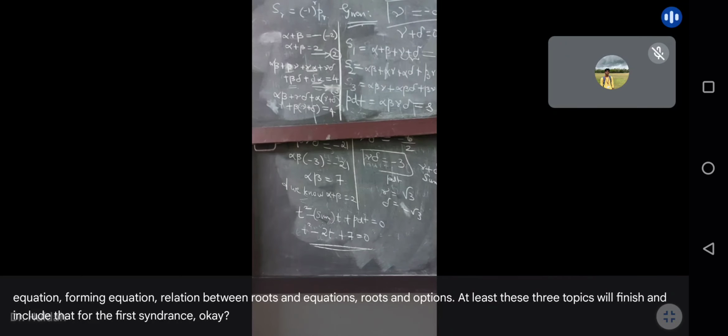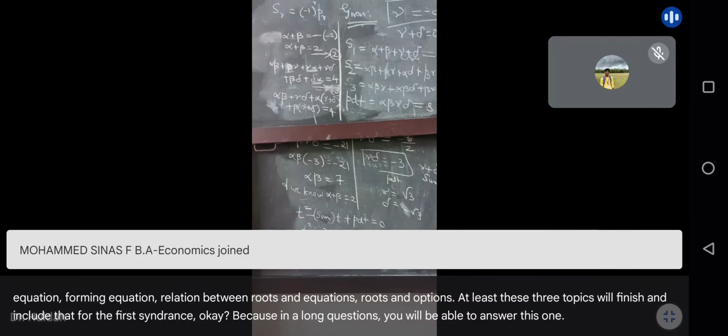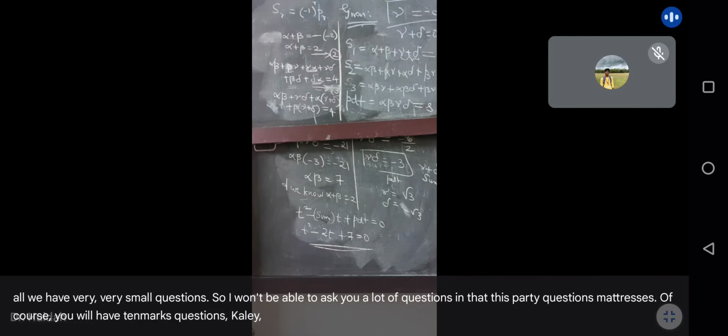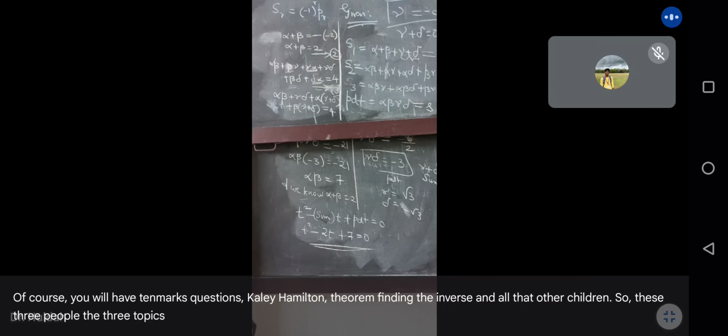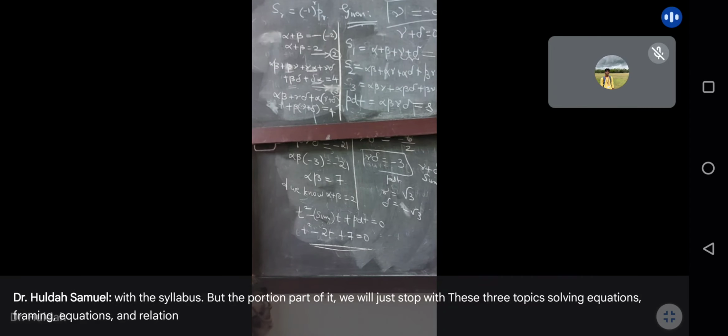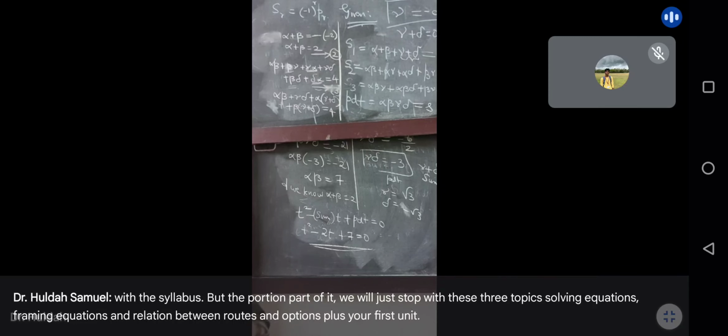Because in the long questions, you will be able to answer only these. Sets, functions and all, we have very small questions, just part A questions only. Matrices, of course, you will have a 10 marks question: Cayley-Hamilton theorem, finding the inverse and all that. All right, children. So these 3 topics alone, I'll try to finish off. You've got enough time. Then, of course, I'll continue with the syllabus. But for the portion, we will stop with these 3 topics: solving equations, framing equations, and relation between roots and coefficients, plus your first unit for your first internal.